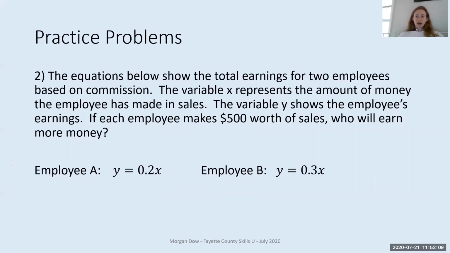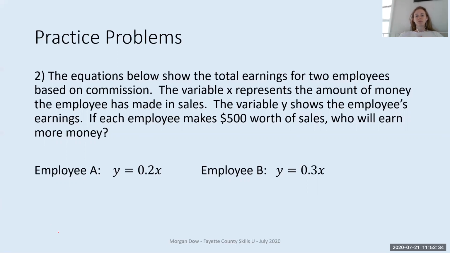So the variable X represents the amount of money the employee has made in sales. So it's like how many dollars worth they have sold for the company they're working for. The variable Y shows the employee's earnings. So basically the cut that the employee gets from the sales that they've made. If each employee makes $500 worth of sales, who will earn more money?